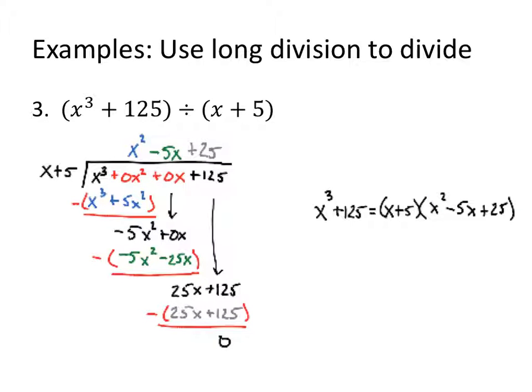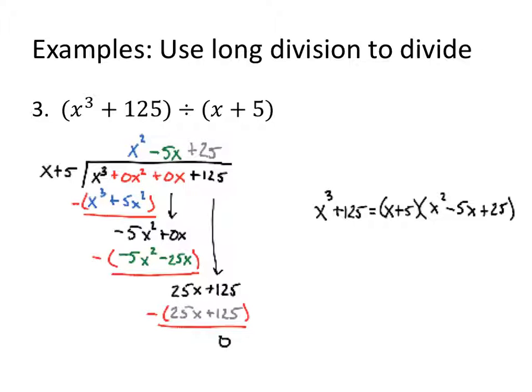Use long division to divide. We actually have a difference of cubes and a sum of cubes formula for factoring, but if you don't remember it, you can use long division to figure out what the factors are. So if I take x cubed plus 125 and divide it by x plus 5, I write my x cubed and all the spaces down in descending order: 0x squared plus 0x plus 125 is my dividend, and x plus 5 is my divisor. These zeros help me keep my place value.